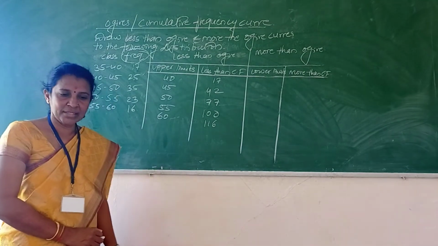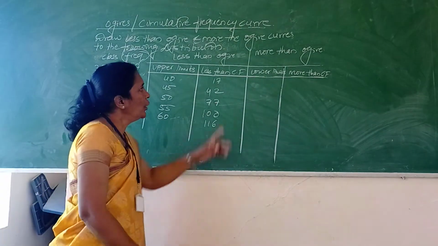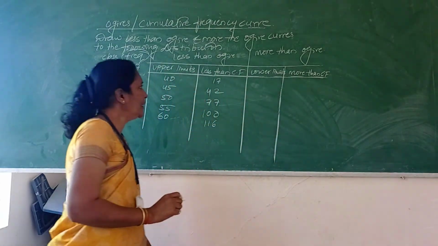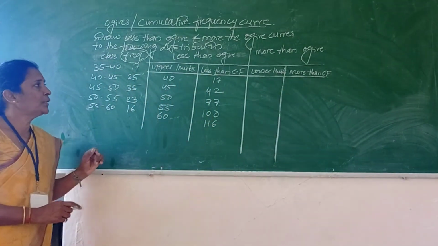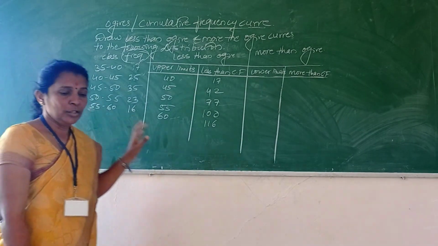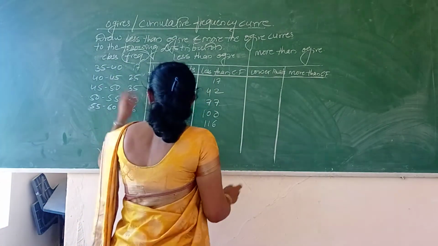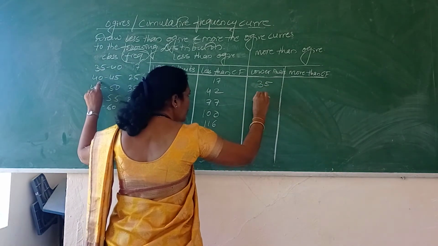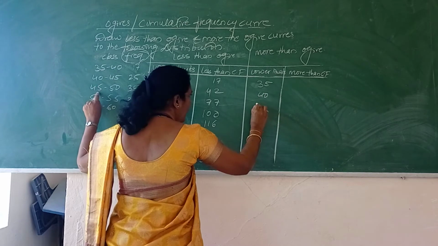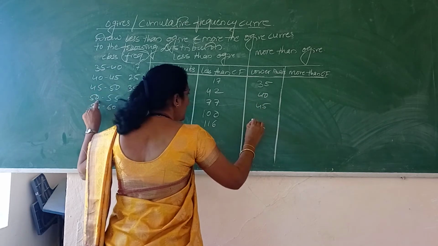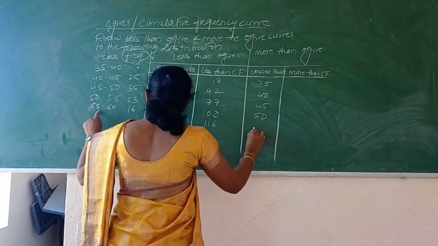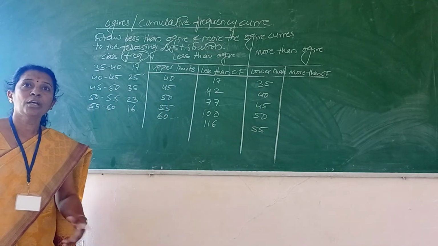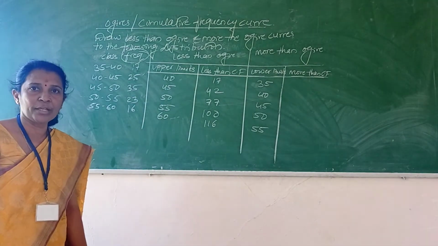Now, once this is done, you go for the more than ogive curve. Here we take into account all the lower limits. Your lower limits are: the first one is 35, next is 40, 45, 50, and the last is 55. Then you have to find out the more than cumulative frequency.